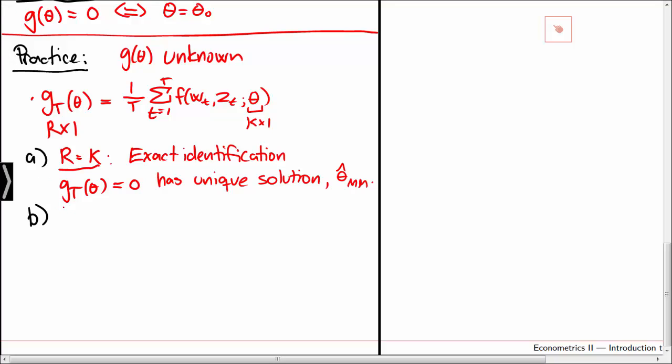In the second case, we have r greater than k, meaning that we have more moments than parameters, and we denote this case the over-identification case. In this case, we cannot find a solution to the equation system, but it turns out that we can still find an estimator, which we denote the GMM estimator.